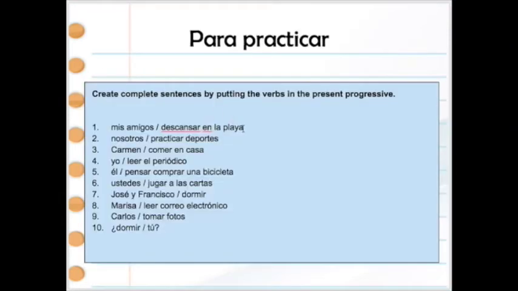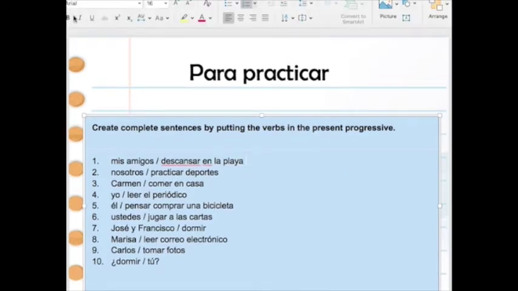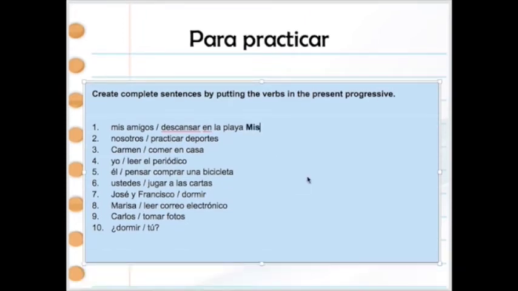Okay, let's do some practice together. So here we have the subject, we have the verb. We need to write these sentences in the present progressive tense. So we're going to start off by saying, let me actually make this bold so it looks a little different. Mis amigos is my subject. We're going to use the verb están because it agrees with mis amigos, están. Okay, we have descansar here. So my first thing is I have to take the AR off, right? So I'm going to say descans. And then I would add ando to this because it is an AR verb, en la playa.